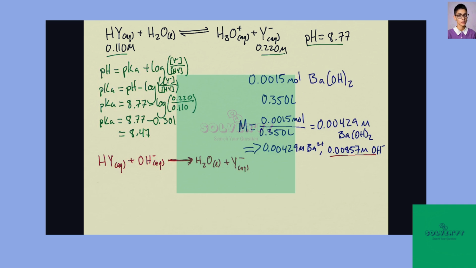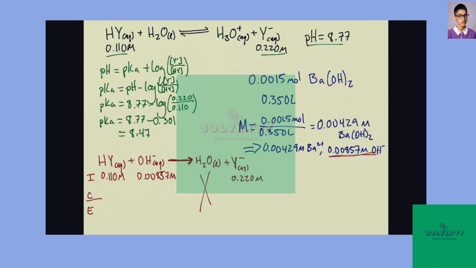So now we can set up an ice table where initially we have 0.110 molar HY, 0.00857 molar OH-, which is this number here, and 0.220 molar Y-. Liquids aren't included in these calculations, so we can just ignore water here.